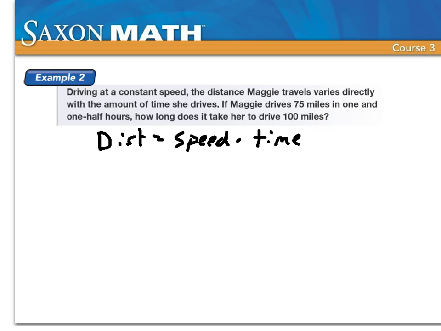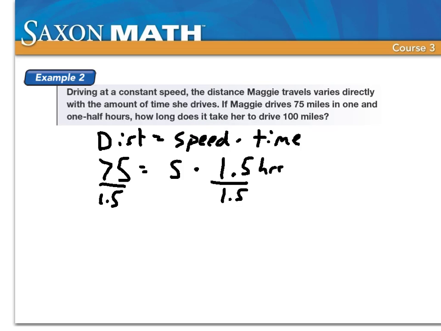Okay? And it says she travels 75 miles in 1.5 hours. So her distance is 75 miles. We don't know her speed. And it takes her 1.5 hours. Well, to solve for her speed, because we need to remember, first solve for the k variable, that's the constant variable, we're going to divide by 1.5 to figure out what her speed is.